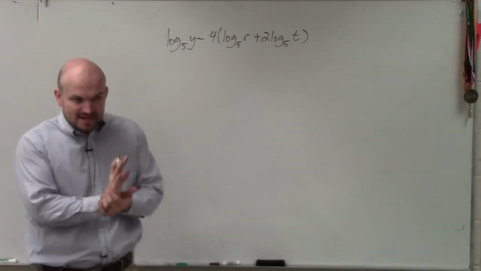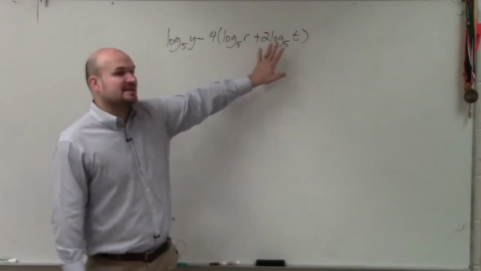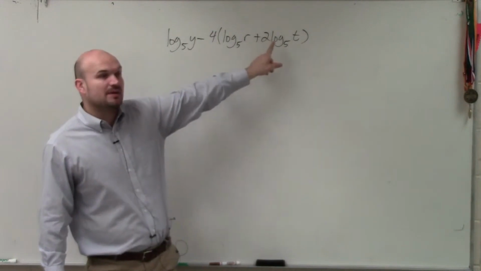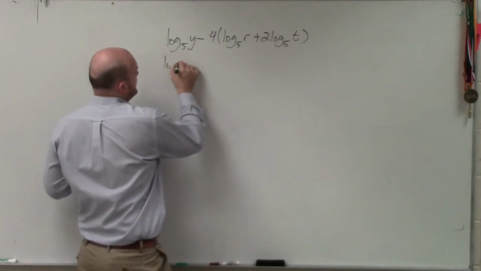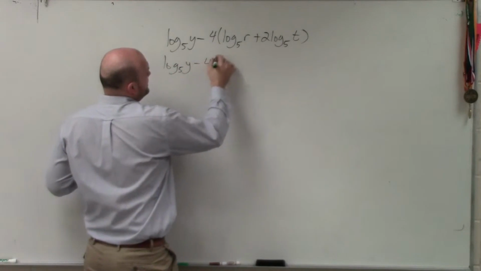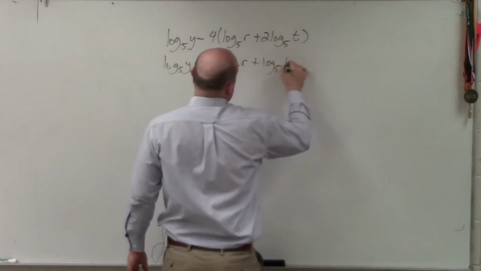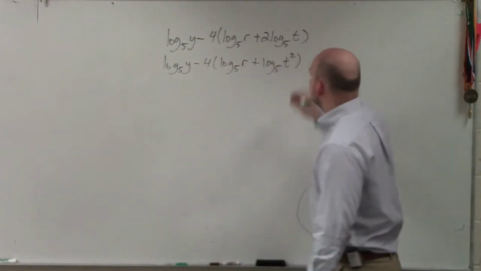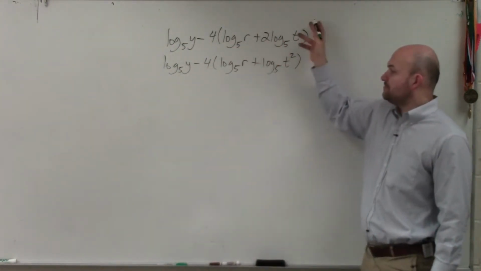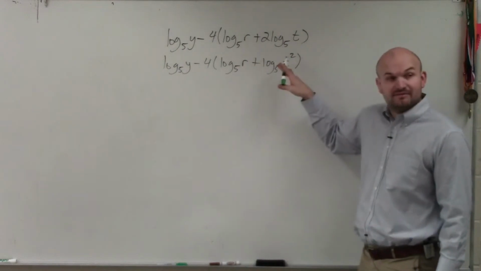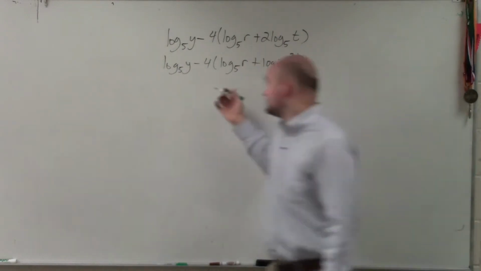What I like to do is always do one step at a time. And the first one I do is inside the parentheses. Inside the parentheses, you can see I can apply the power rule. So that's the first thing I'm going to do. All I did was take the 2 in front and put it up top. Now I see that I have the addition of 2 logarithms, which I can rewrite as the product of one logarithm.